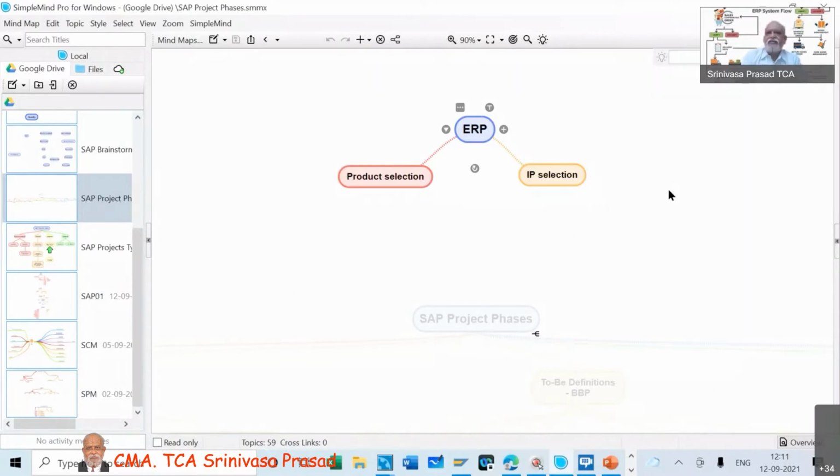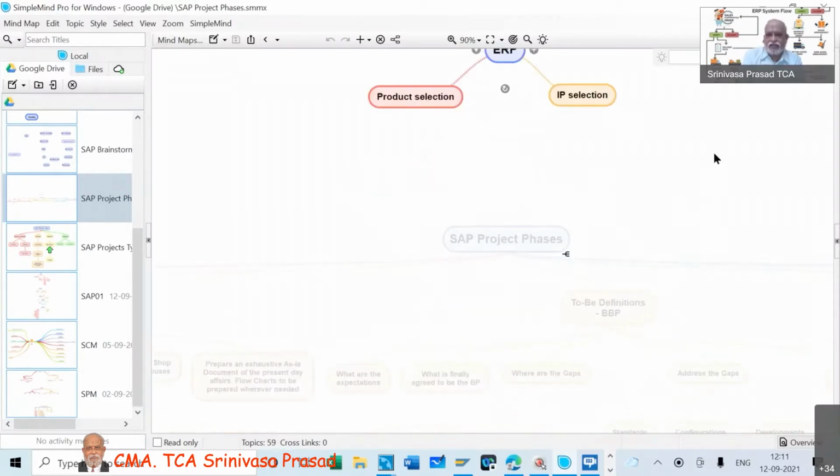And since this product cannot be implemented by the company itself, as we will not have the in-house expertise, we will have to select an implementation partner. So the implementation partner gets selected, the product is bought, and the implementation starts. This is how the implementation works.